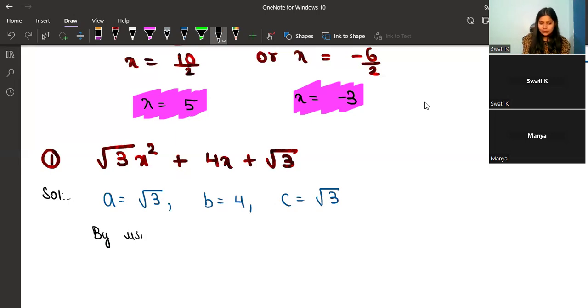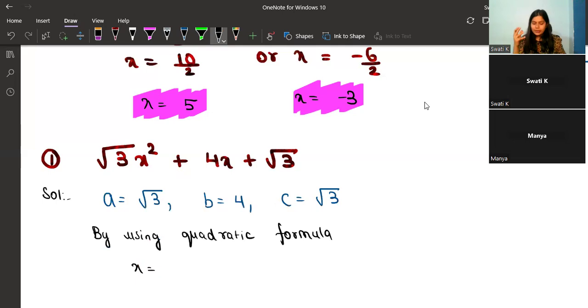By using quadratic formula, you can write down this sentence, right? So by using quadratic formula, first you are going to write down the formula. Tell me the formula, Manal. If you repeat the formula, automatically it will come and sit in your mind, right? So tell me the formula.